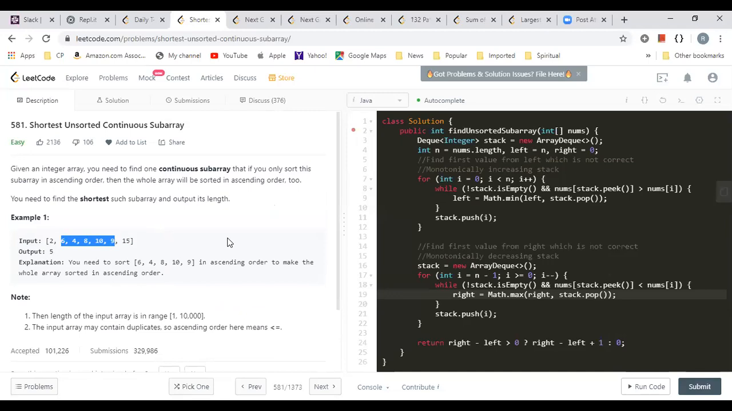Okay, the question is clear, because if I sort 6, 4, 8, 10, 9, then this will get sorted. Everything towards my left is already sorted, and towards my right is already sorted. If this middle part gets sorted, then the overall array will be sorted. So that's the problem. You have to find the length of this unsorted continuous subarray.